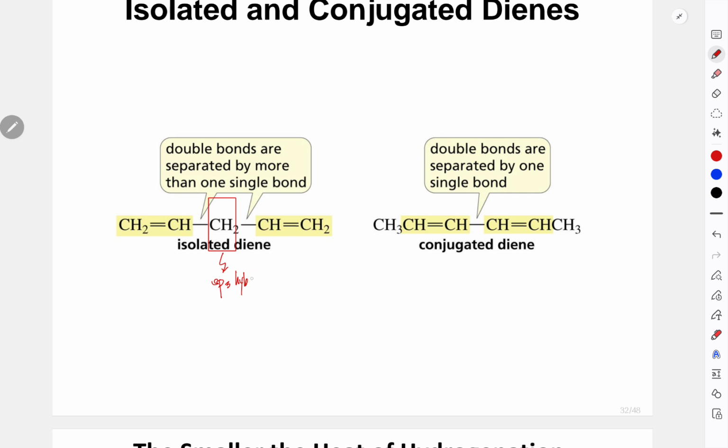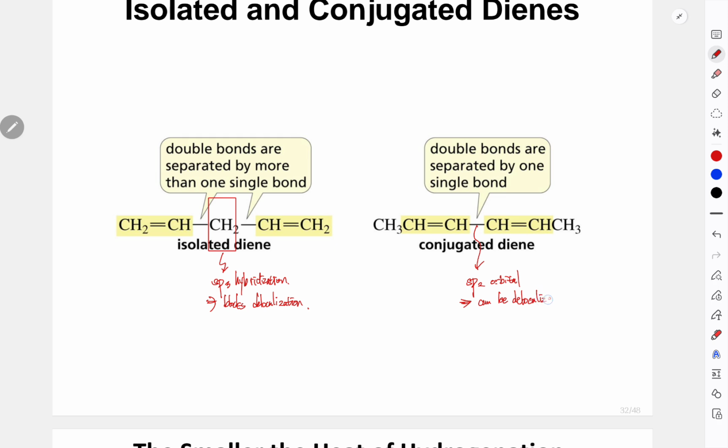But in this case, you don't have such a blocker. These pi electrons and these pi electrons can communicate. They can, in other words, be delocalized. The double bonds are separated by, in this case, one single bond, so you can say it's a conjugated diene. They can conjugate. But in this case, isolated, okay?